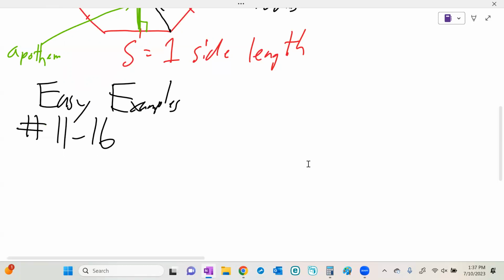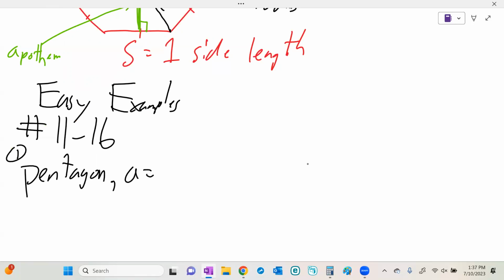But it would tell you something like a pentagon. And then in the pentagon, this is our first example, they would say the apothem is 14. And then they would say one side length equals 12.